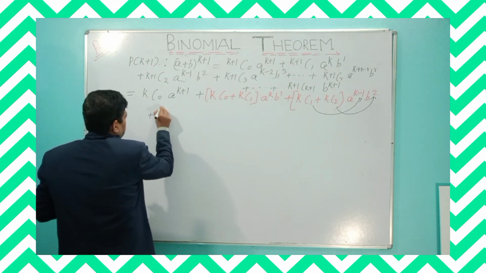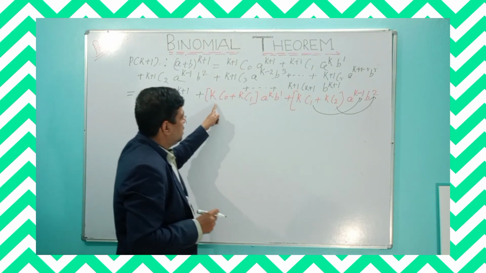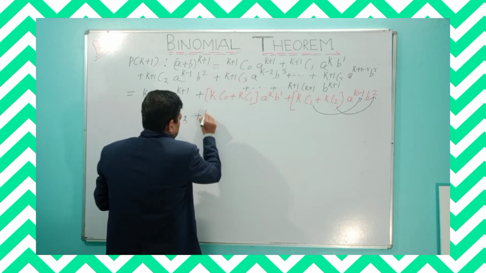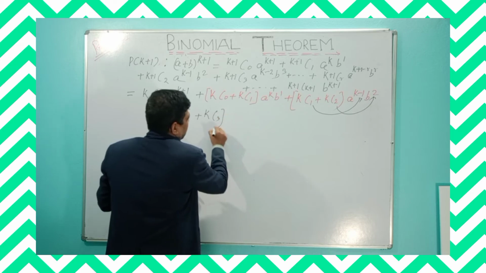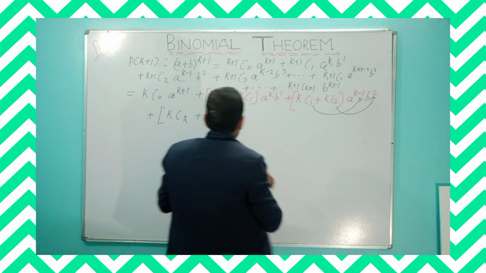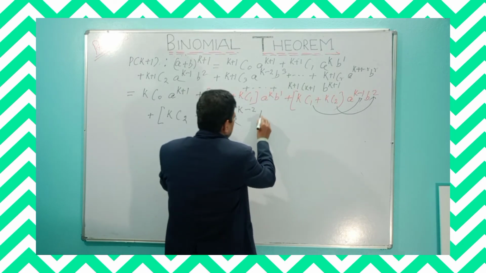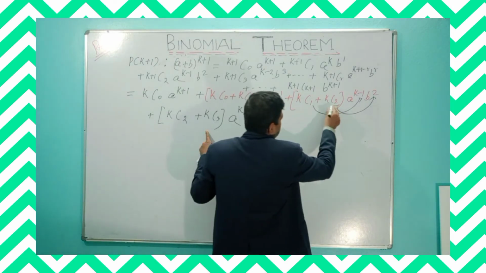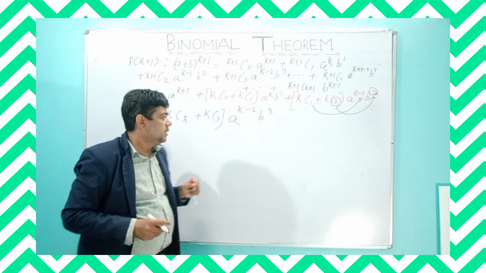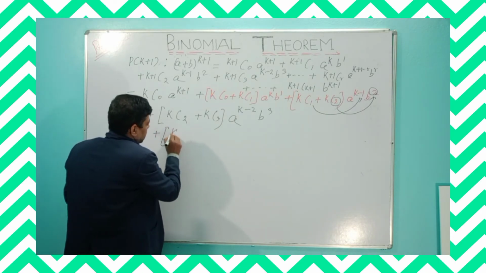Plus we can write in the next step kC what? 2. See kC0, kC1. Again kC1, kC2. Next kC2 plus it will be what? kC3. Yes or no? And a to the power, you see here a to the power k minus 1. Here 1. So here a to the power what? k minus 2. And here b to the power what? Here you see this value is 2 and this value is also 2. k to the power 3. Substitute 3 here, 3 here, 3. Yes or no?